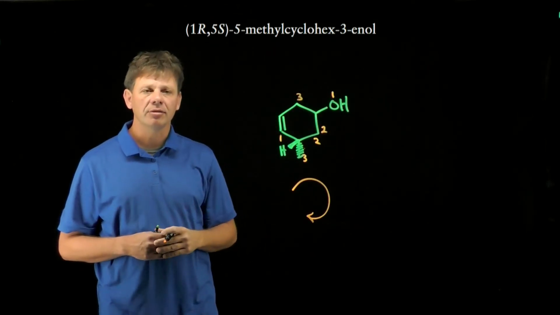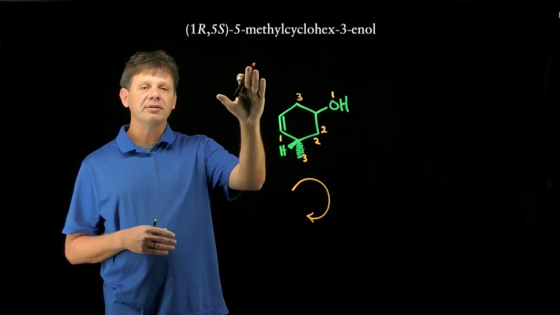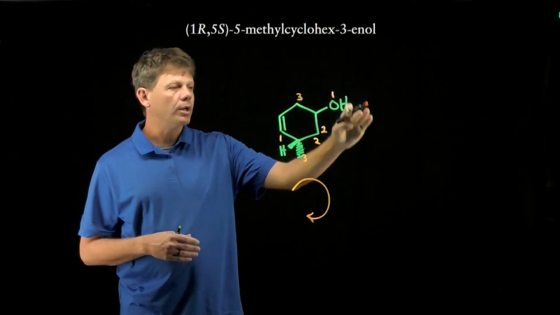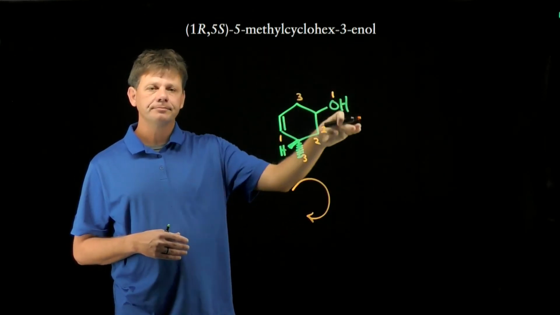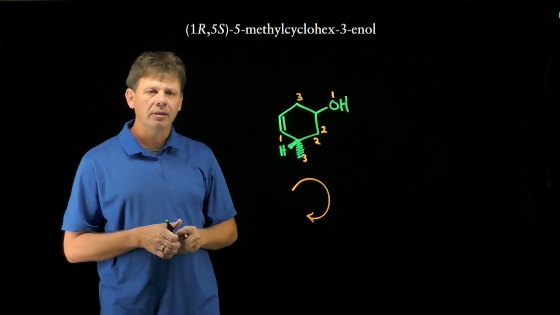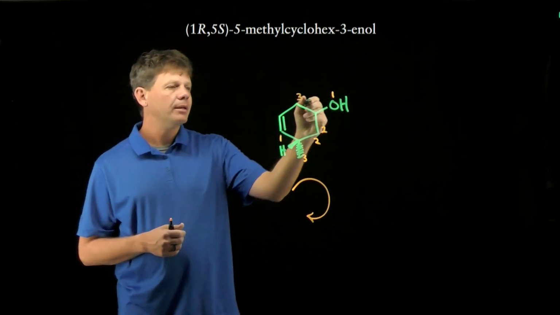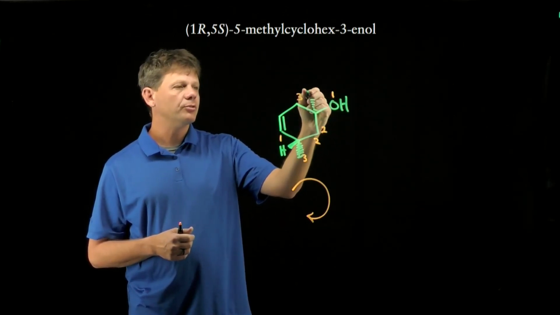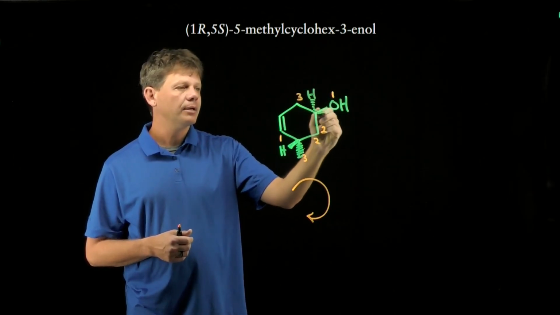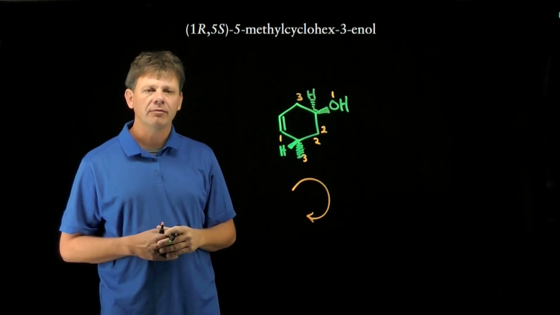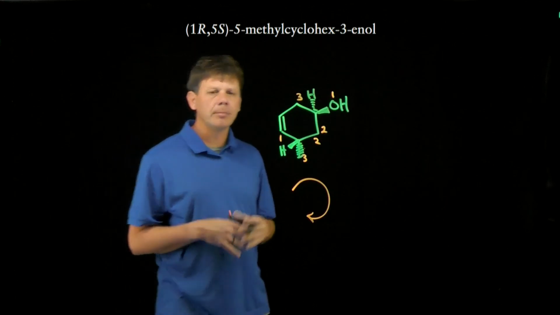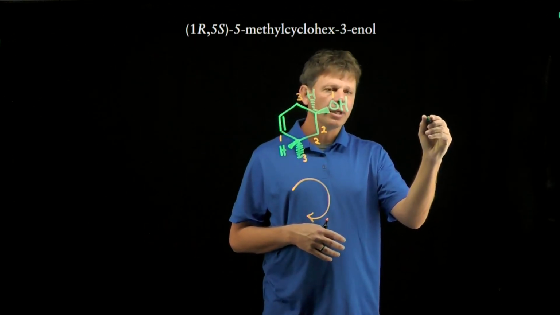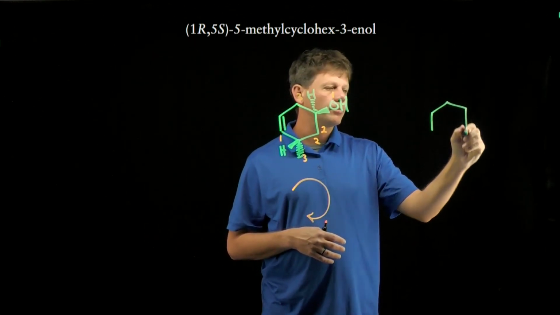This is the 3 priority. Now we want this to be the R. We're going in the clockwise direction. Clockwise with the lowest priority substituent back is the R stereochemistry. So we can draw the hydrogen going back and the hydroxyl group coming forward. If we want to clean that up just to make it a better structure, we can draw this as our final answer.